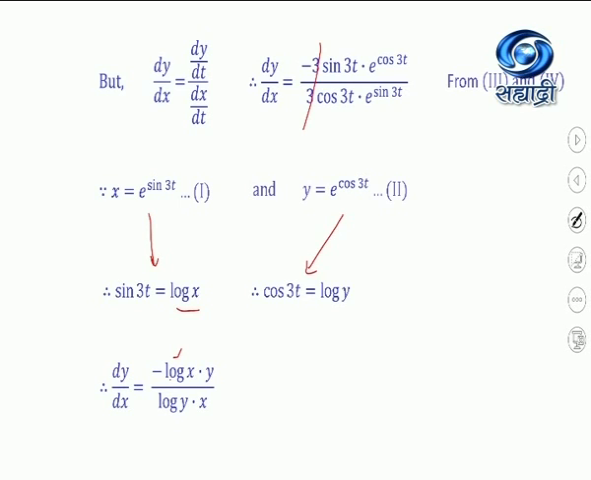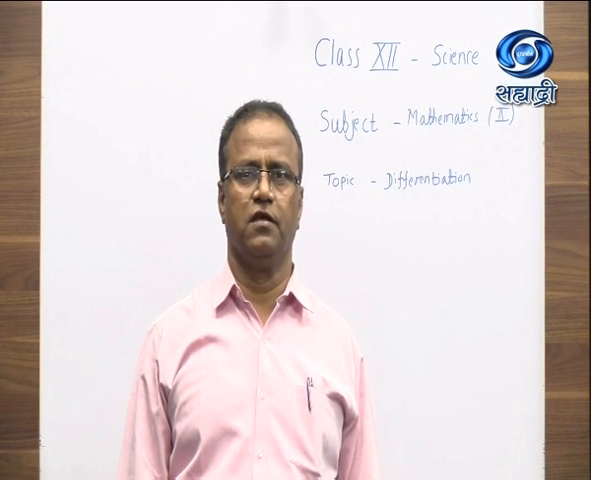Now e to the power cos 3t, that is y. So here we write y. The same thing is in the denominator: cos 3t is equal to log y. So I write here log y, into e to the power sin 3t, and that is from 1, that is nothing but x. So you write this, and finally we write the answer as minus y into log x upon x into log y. Now this is our final answer.